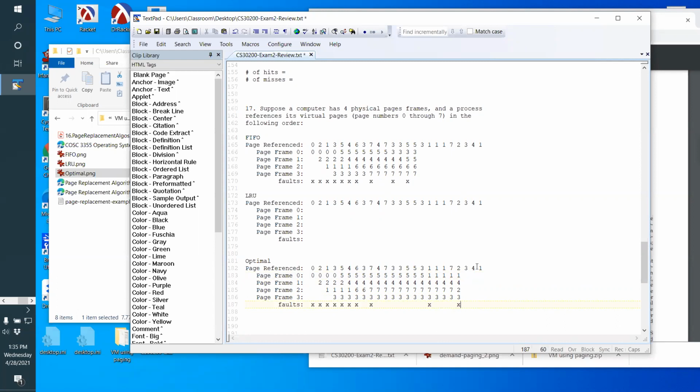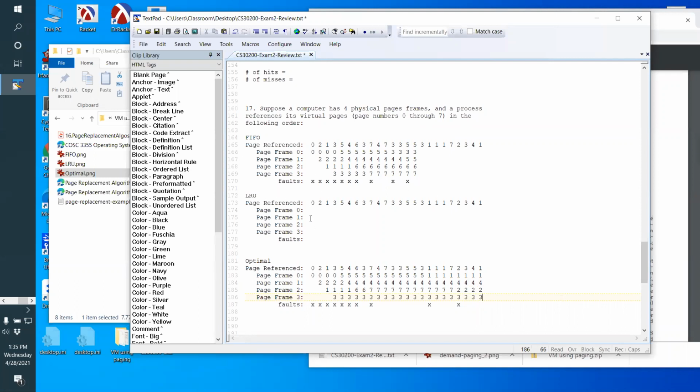Okay. And then 3, 4, and 1. So there's no more page faults. We only had these page faults. The rest of these, you'll keep 1, 1, 1, 4, 4, 4, 2, 2, 2, and 3, 3, 3. Okay. Now, if you use first in, first out, there'll be several more page faults here.